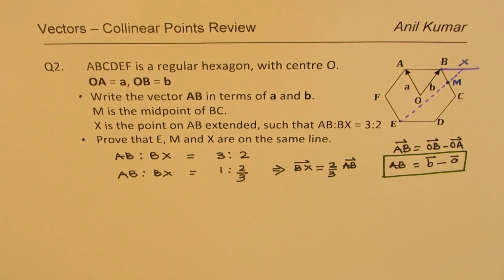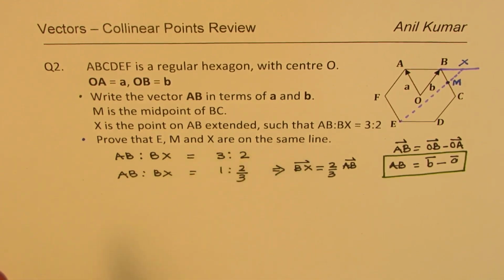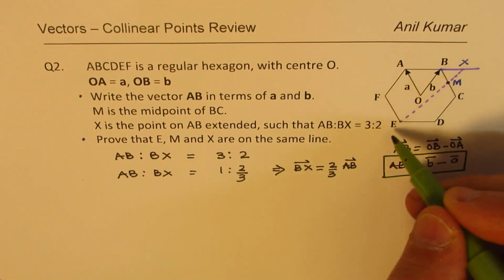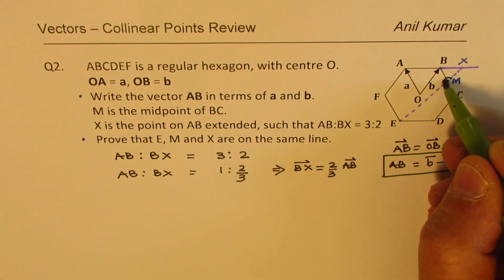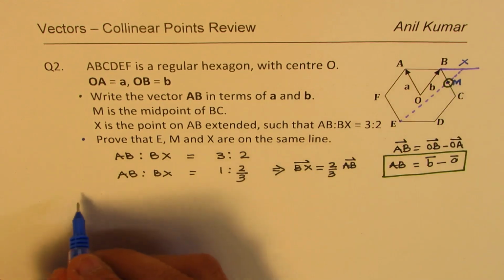Do you see that part? Does it make sense to you? And we know what AB is. And we have written AB in terms of B and A. Now that is key to solve this particular question. So I hope you get the idea. Now, let's work on the last statement, which is we need to prove E, M, and X are on the same line. So what we are going to do here is we'll find what MX is and what EM. So we get M as a common point. If both are scalar multiples, then they are collinear. Perfect? Okay.